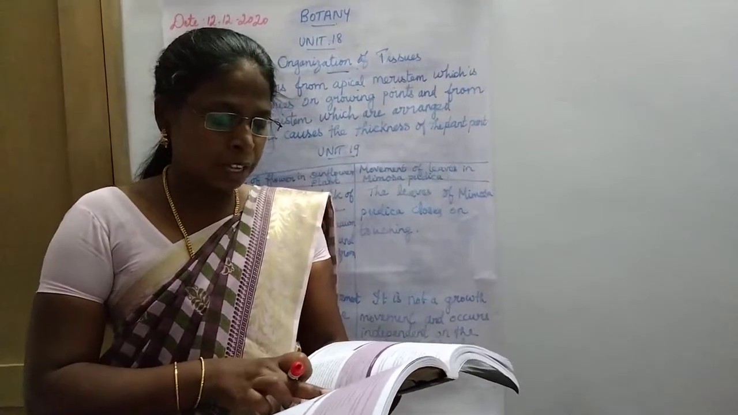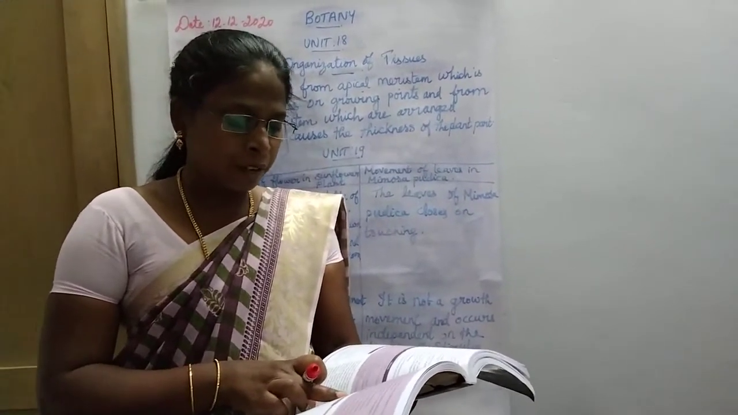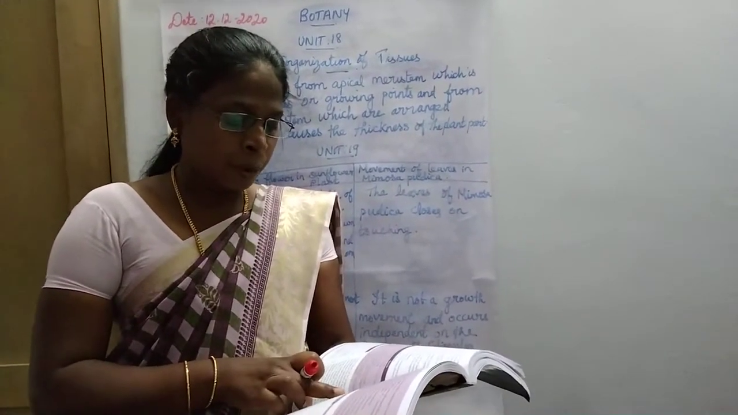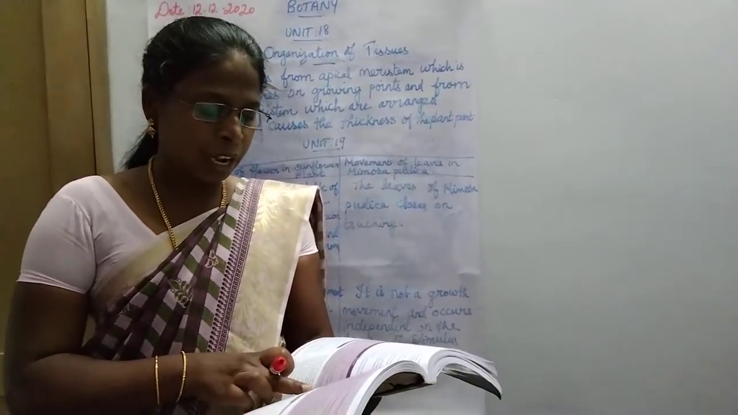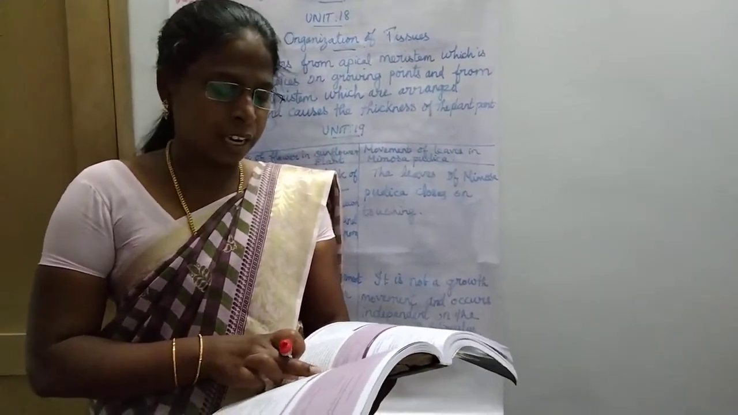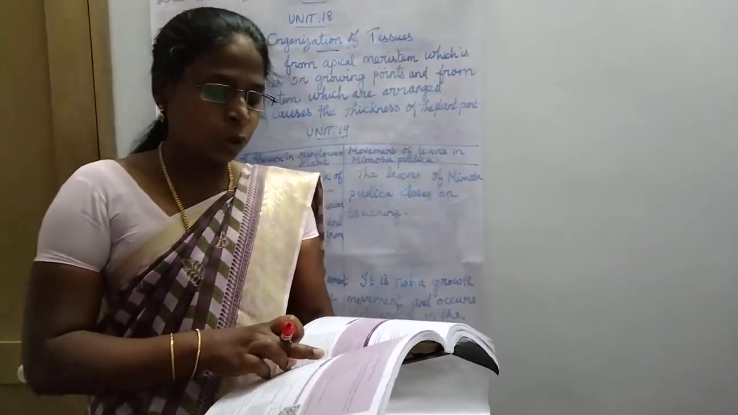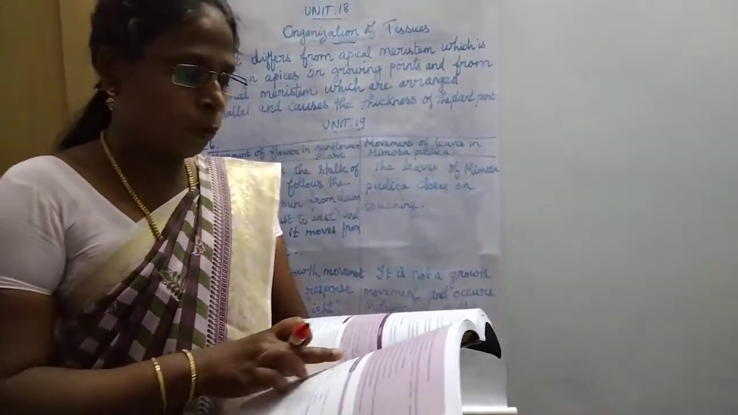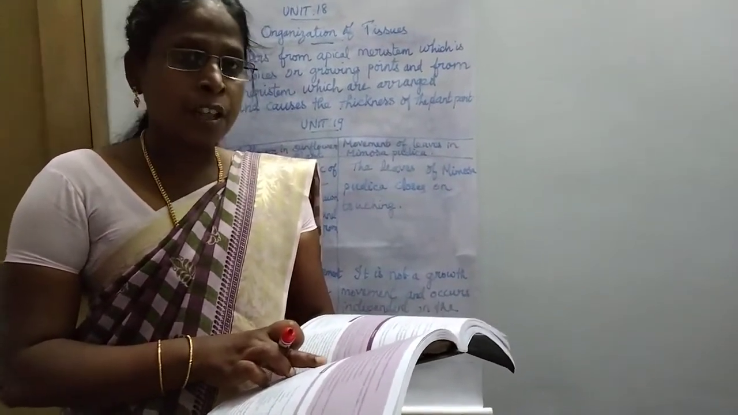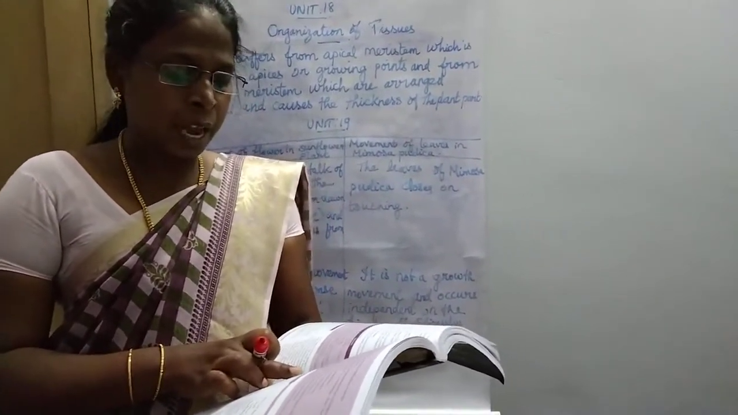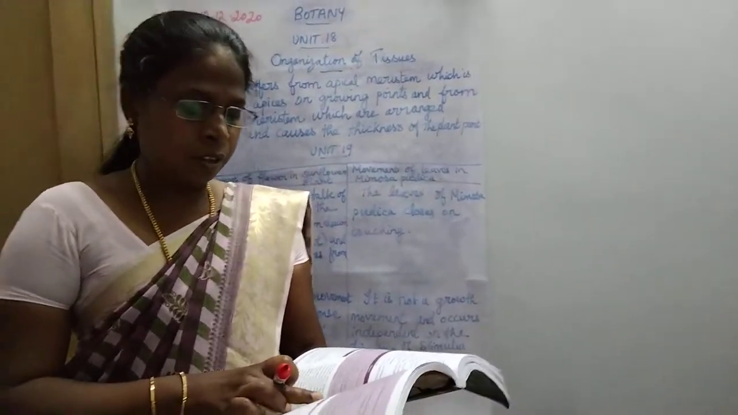Also in option C, sclerenchyma is given with the first letter P. Strike out that P and write S, sclerenchyma. So the tissue composed of living thin-walled polyhedral cells is, the answer is option A, parenchyma.